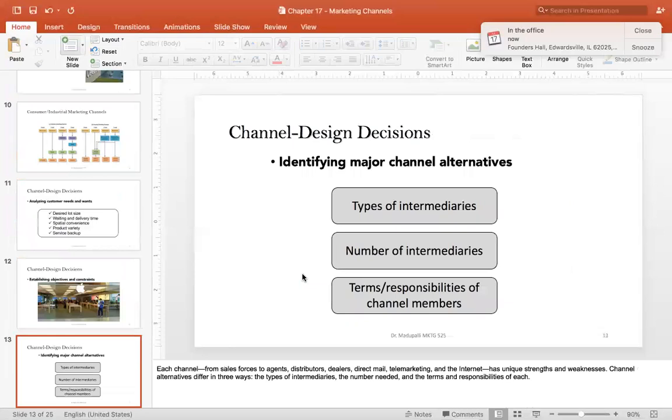And also, what are the responsibilities of each channel member? Are they just selling the product, or is their role even educating about the product, like Best Buy does? They have to educate sometimes how to use a TV, right? In order to educate, they might come up with a service channel in place.